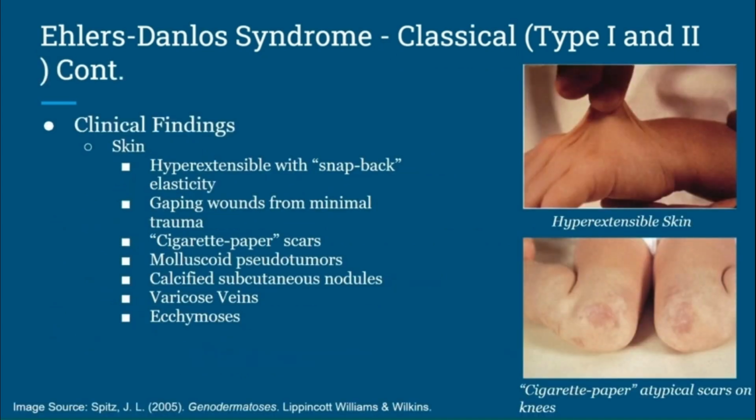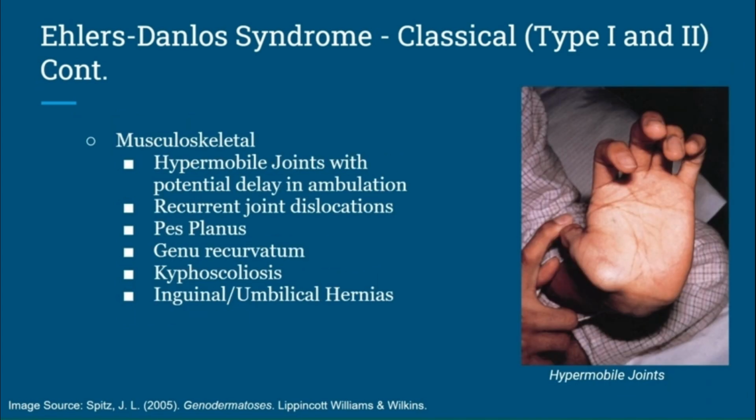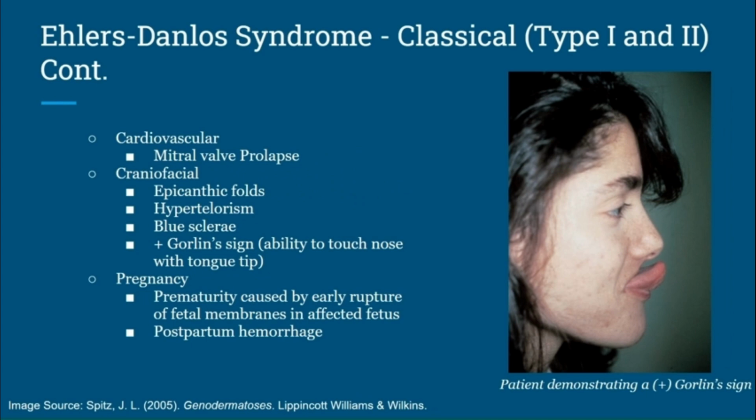What you'll notice with this is that the skin will have some unique findings. It's hyperextendable, but it snaps back. If you have a wound, it gapes a little bit. You can have cigarette paper scars, molluscoid pseudotumors, calcified subcutaneous nodules, varicosities, and bruising. From an MSK perspective, you might have some hypermobile joints. That could delay your ability to walk, especially when you're really young and learning how to walk. You could have recurrent joint dislocations, pes planus, genu recurvatum, kyphoscoliosis, inguinal and umbilical hernias.